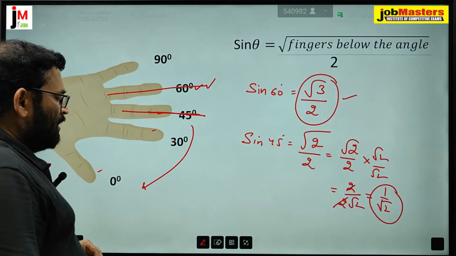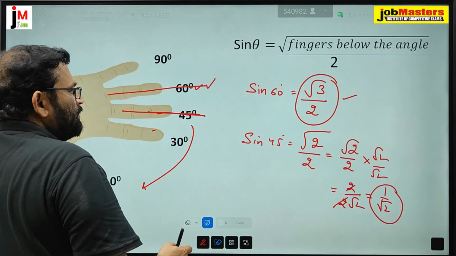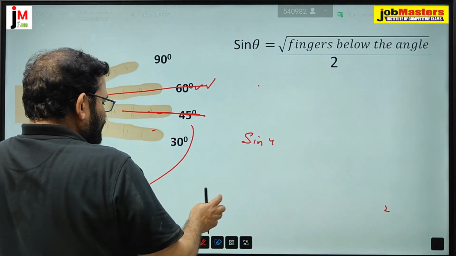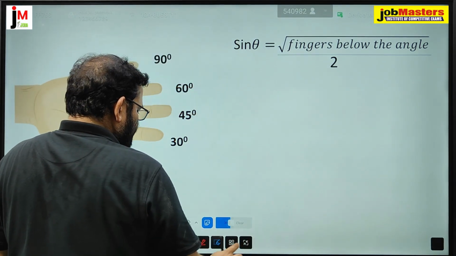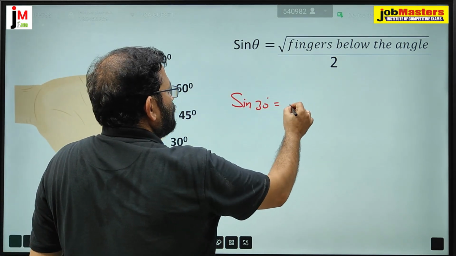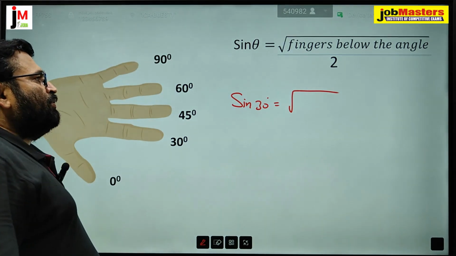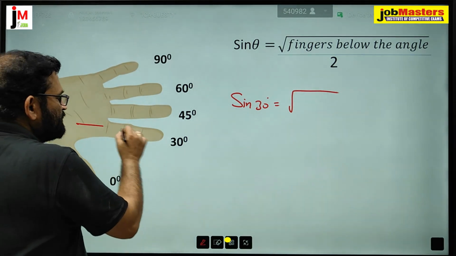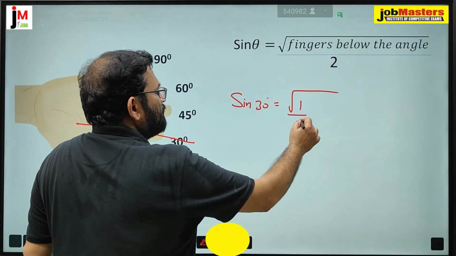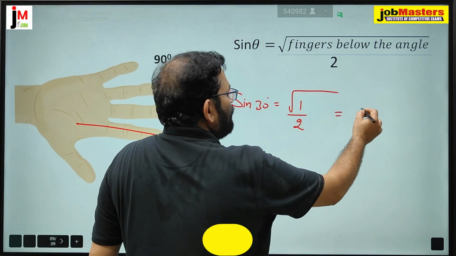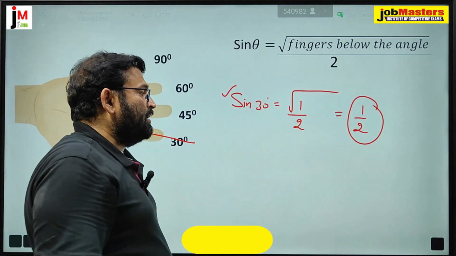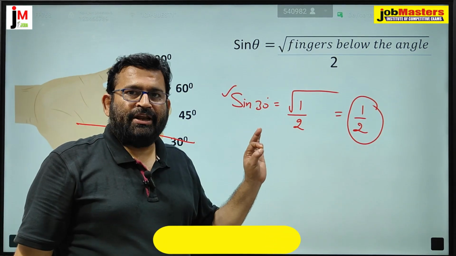Next, let's have one more value. We can try sine 30 degree. Let's find the value of sine of 30 degree with the help of this formula. What it says: number of fingers below that angle. Which angle is this? 30 degree. How many fingers are there? Only one finger. The root of 1 divided by 2, that is our formula. Root of 1 is 1 and below there is 2. So 1 by 2 is the value of sine 30 degree, and we know that this is very apt.